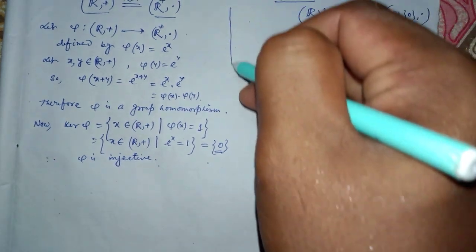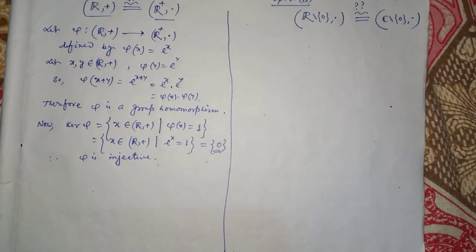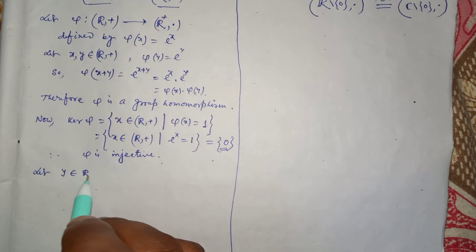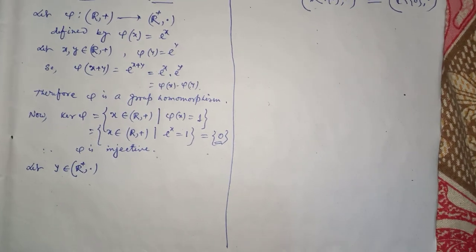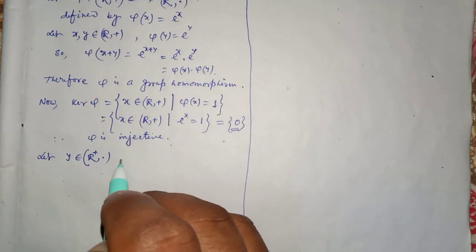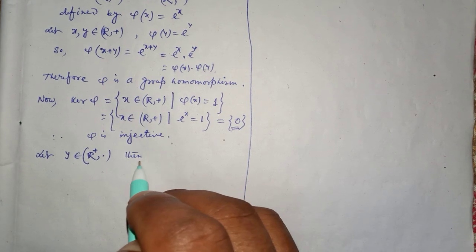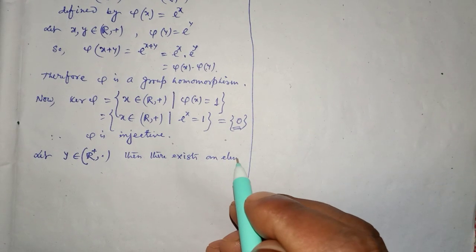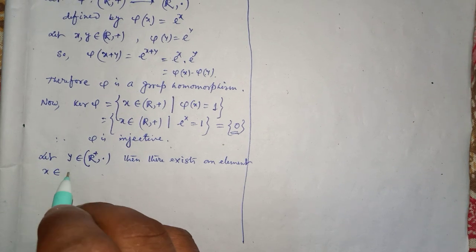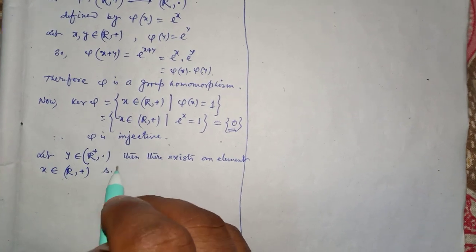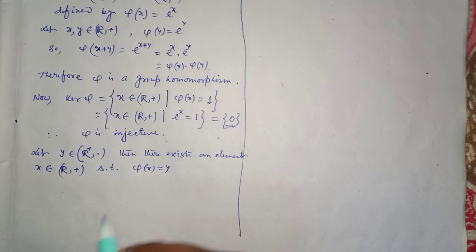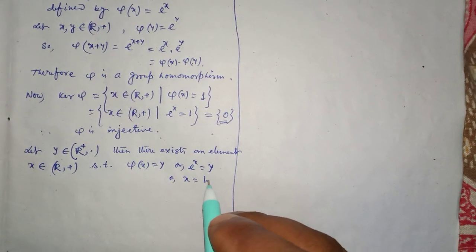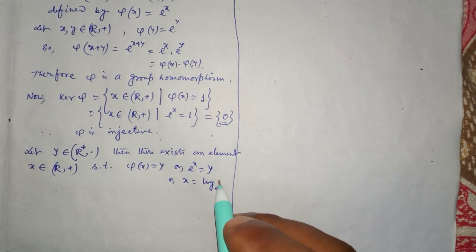Now we check phi is surjective. Let y belong to R plus dot be an element, then there exists an element x belonging to R plus such that phi of x equals y, or e to the power x equals y, or x equals log y.